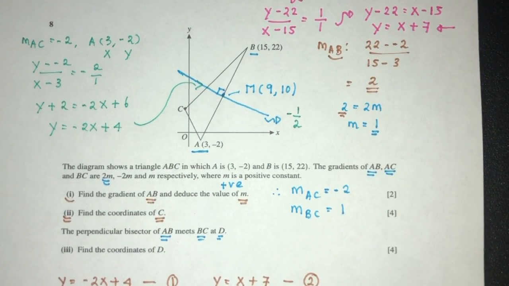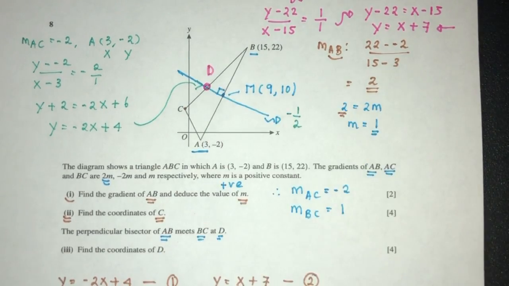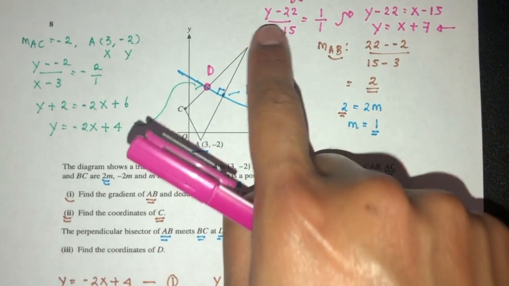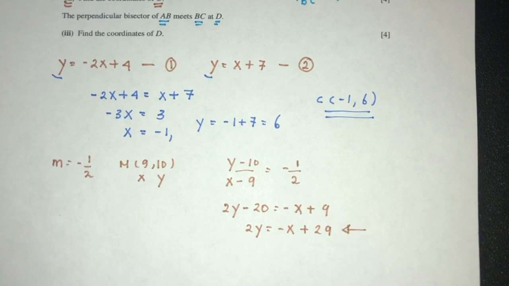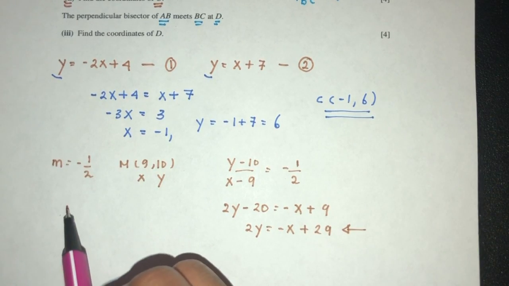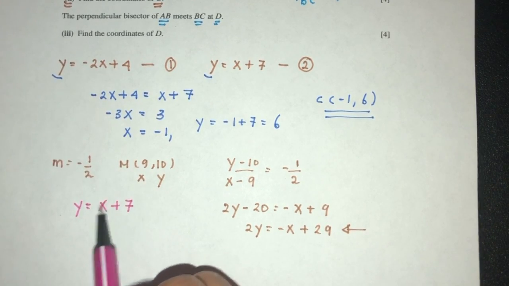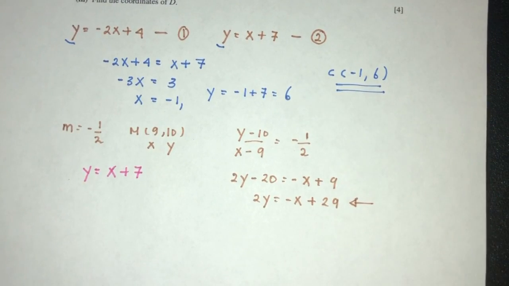Now we are told that this line also meets BC at the point D. So we have to find the point of intersection between this line and this line. Again, the equation of BC was found already. Let me write this down. It was found to be y is equal to x plus 7. So again, one more time, we have two equations we can solve simultaneously.